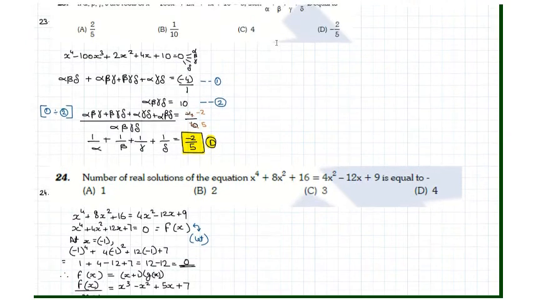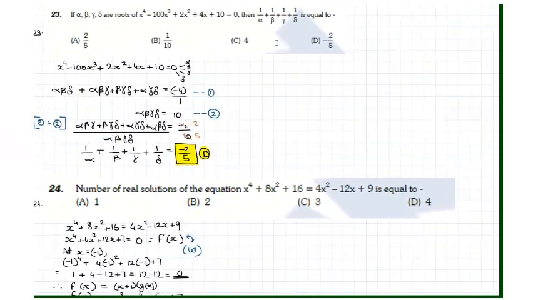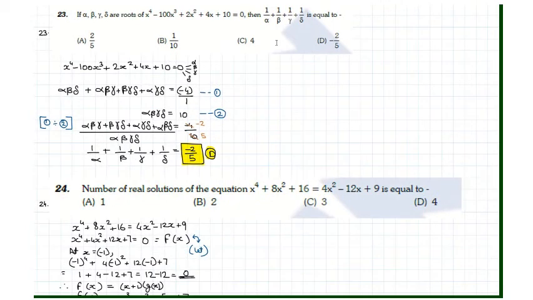In the 23rd question, alpha, beta, gamma and delta are the roots of the equation x power 4 minus 100x cubed plus 2x square plus 4x plus 10 equal to 0. We have to find the value of 1 by alpha plus 1 by beta plus 1 by gamma plus 1 by delta. How I have solved here is I have used the equation for roots, but there is a simpler method.